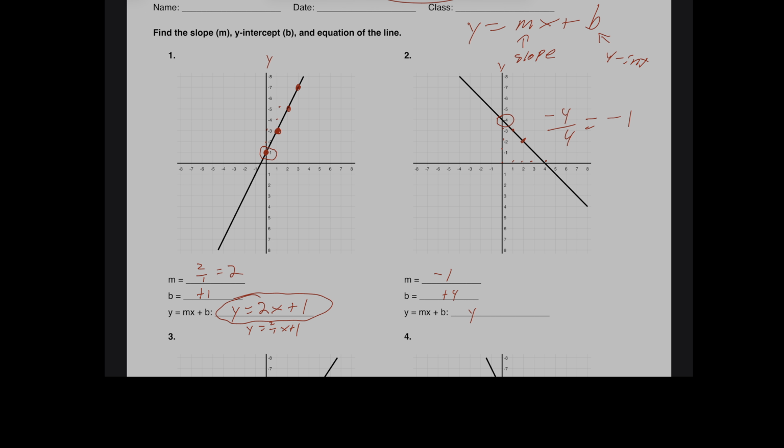So my y equals negative 1x plus 4. Now, you don't need that 1 in front of the x. So a lot of times when you see this in a multiple choice type of an answer, it'll just say negative x because it's assumed to be a 1, and that would be your final answer, okay?